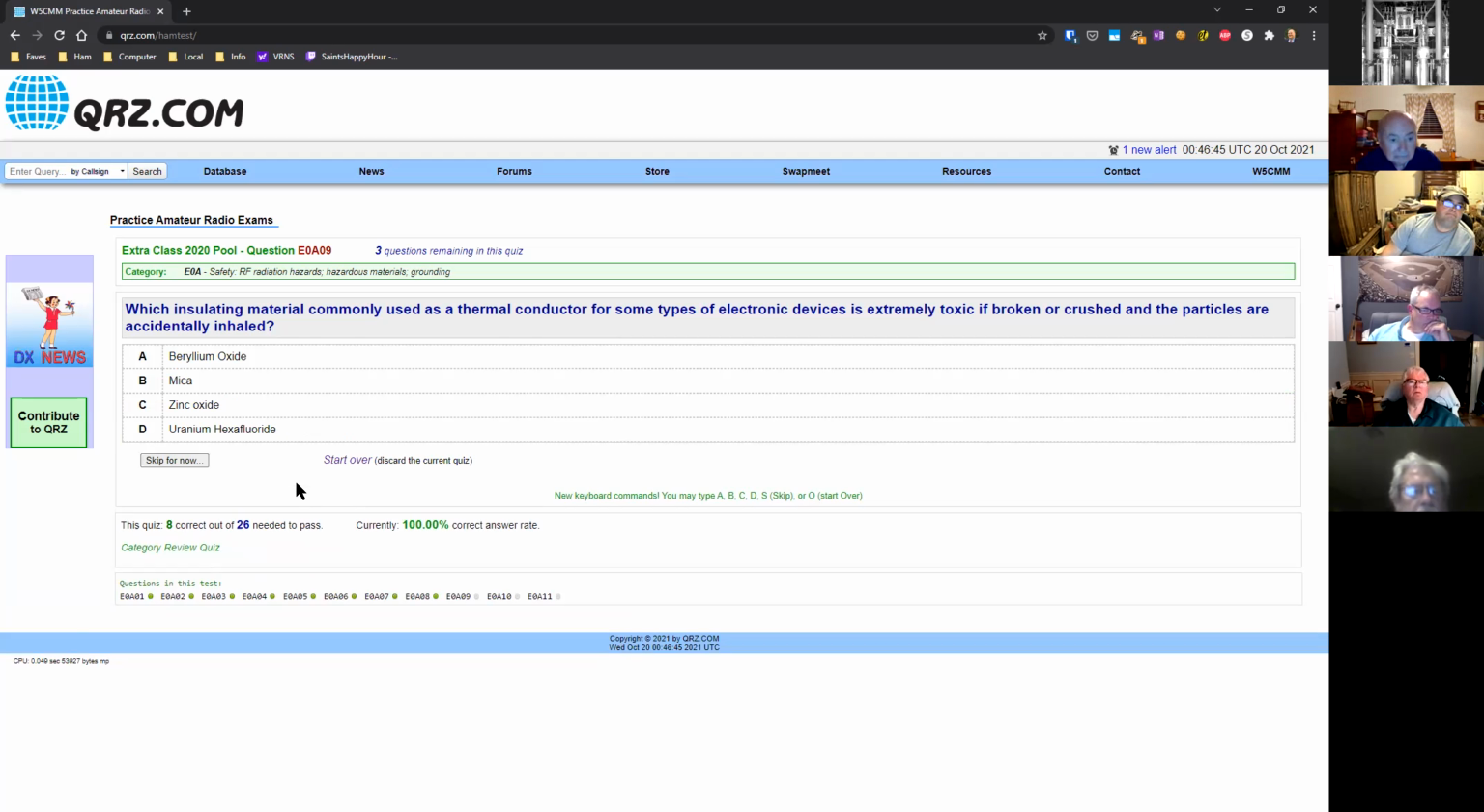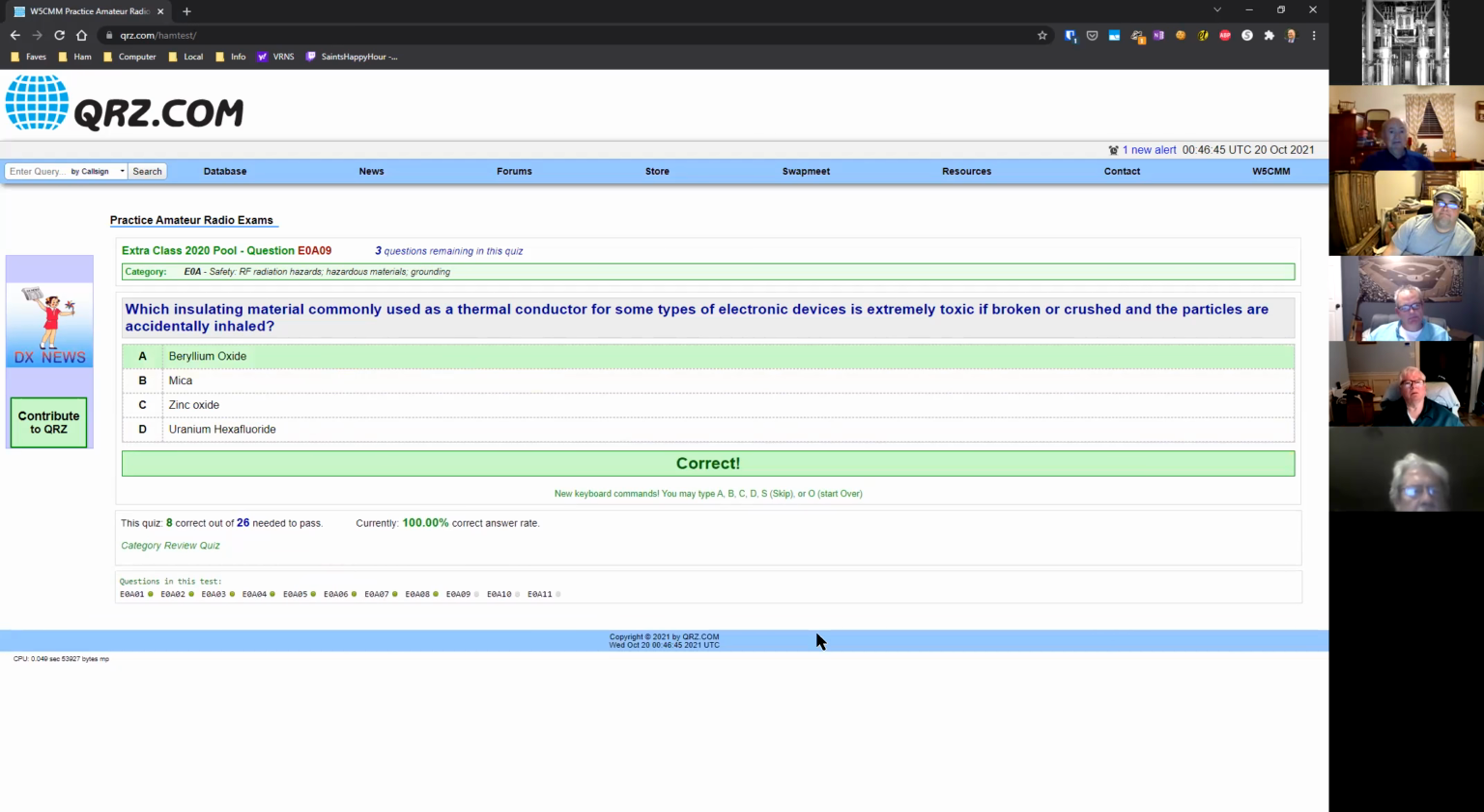Which insulating material commonly used as a thermal conductor for some types of electronic devices is extremely toxic if broken or crushed and the particles are accidentally inhaled? A, like Alpha. Yeah, Alpha, beryllium oxide.